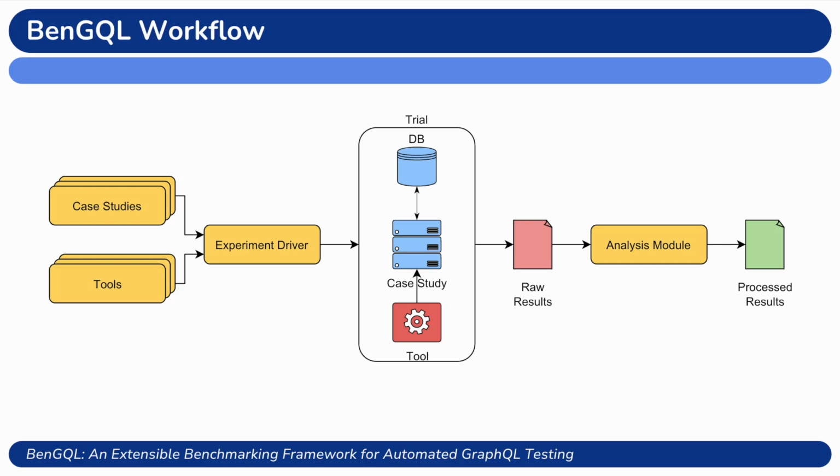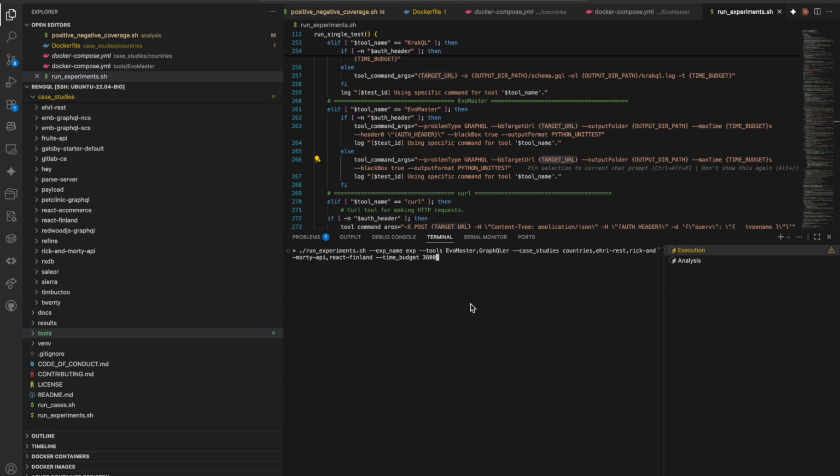Once all trials complete, the raw results are collected in the results folder. This is where the analysis module comes in. Analysis modules are user-defined scripts that extract metrics from the raw data and transform them into processed results, ready for visualization and comparison. Now that we know the technicalities, let's see it in action with an experiment.